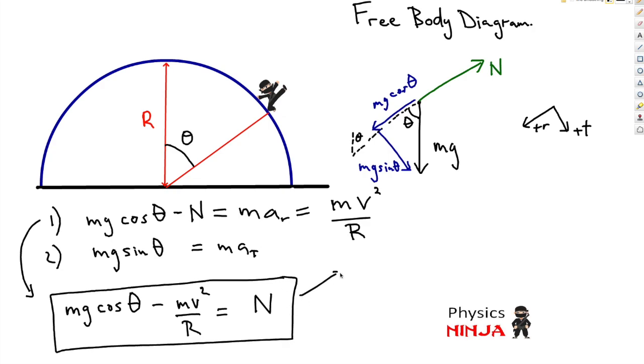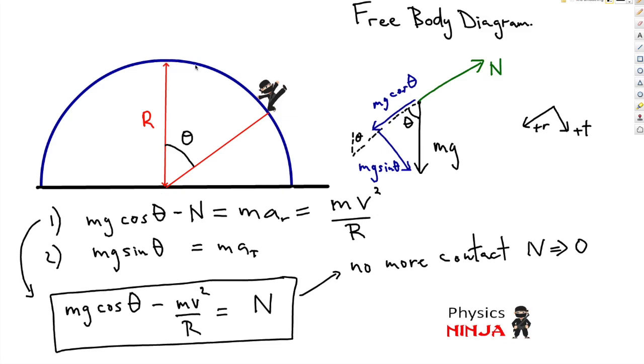So remember, when there's no more contact, we're going to have that the normal force is going to be equal to 0. You can see initially the normal force is quite big. The speed is small when he's at the top. He's basically not moving, so the normal force is simply equal to the weight. The angle is 0, so the normal force would simply be equal to mg.